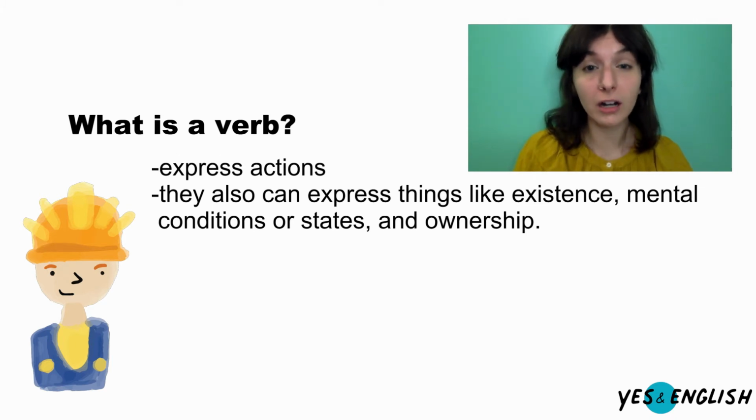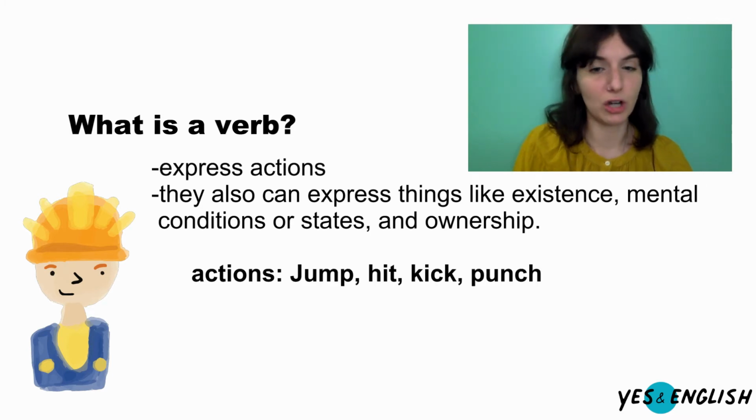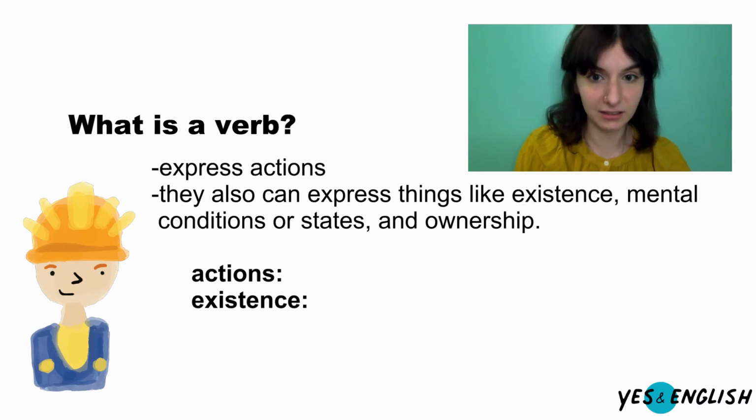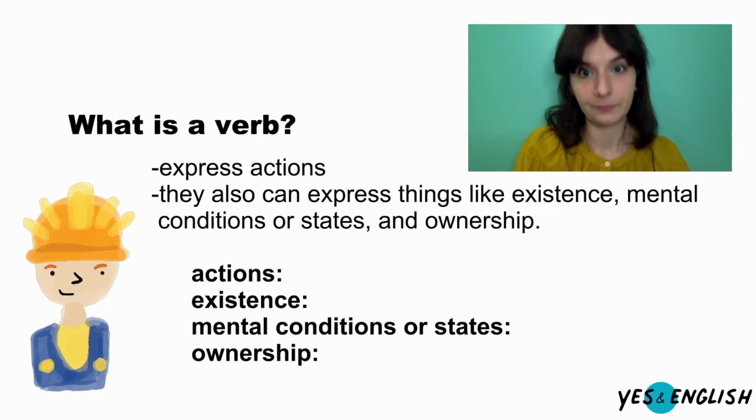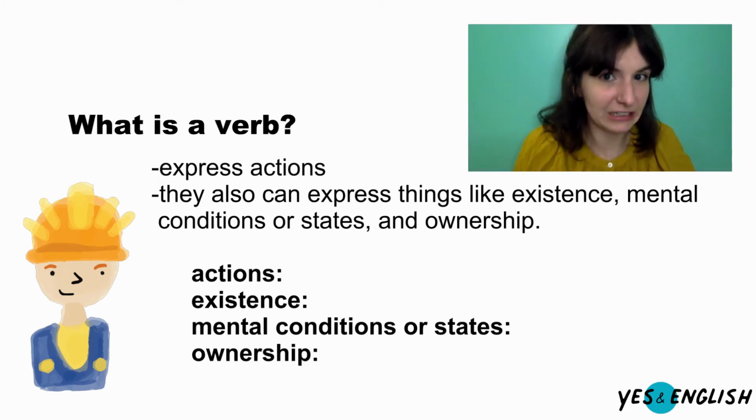There are action verbs, or verbs that describe actions like jump or hit or kick or punch. But verbs can also describe things like existence, mental conditions or states, or ownership. So what the heck do I mean by that?